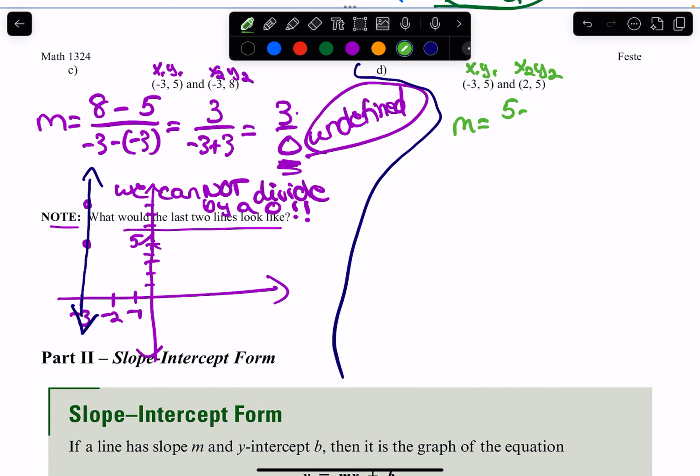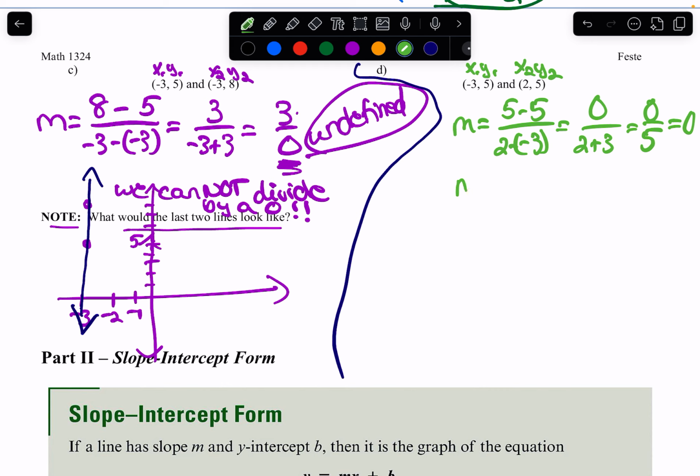Okay, 5 minus 5 over 2 minus negative 5. Now we get a 0 on the top and a 5 on the bottom. So 0 divided by any number is going to be a 0. So for this one, m is going to be 0.